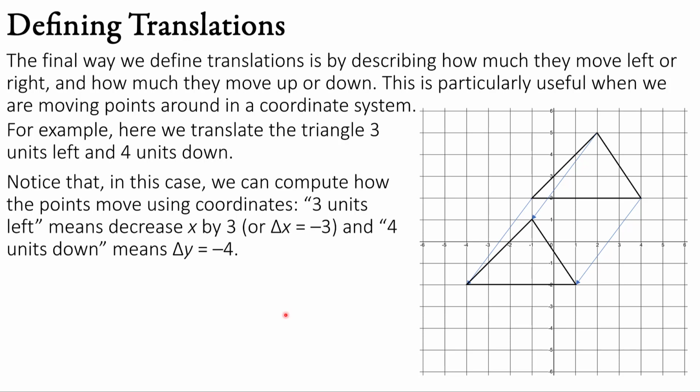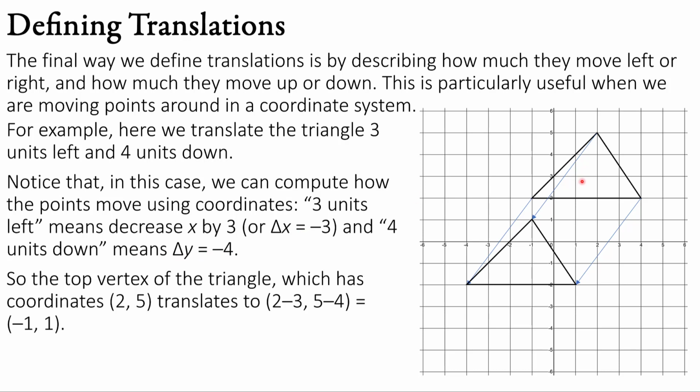Notice that we can compute how the points move using coordinates. 3 units to the left means decrease x by 3. Remember, the x coordinate goes side to side. So 3 to the left means x is decreasing by 3. You may recall that means we can write delta x for how x is changing. So the change in x is negative 3. And 4 units down means the change in y is negative 4.